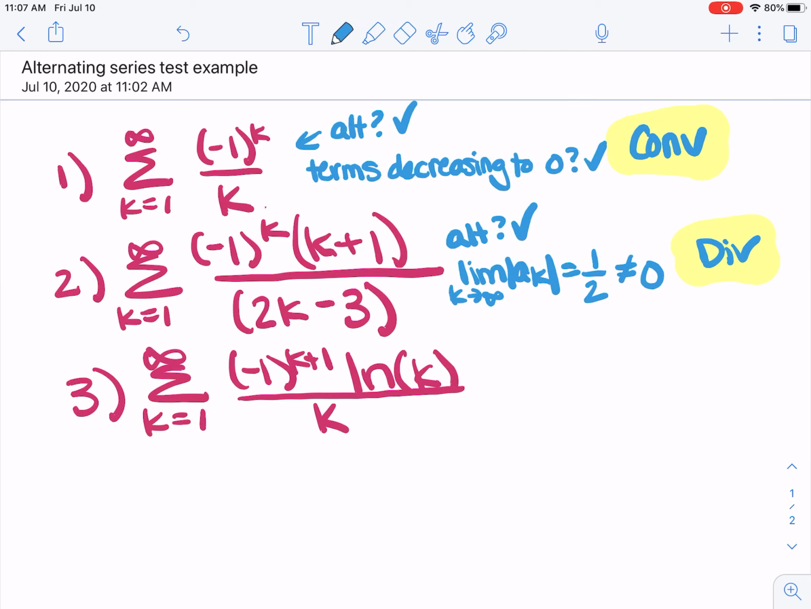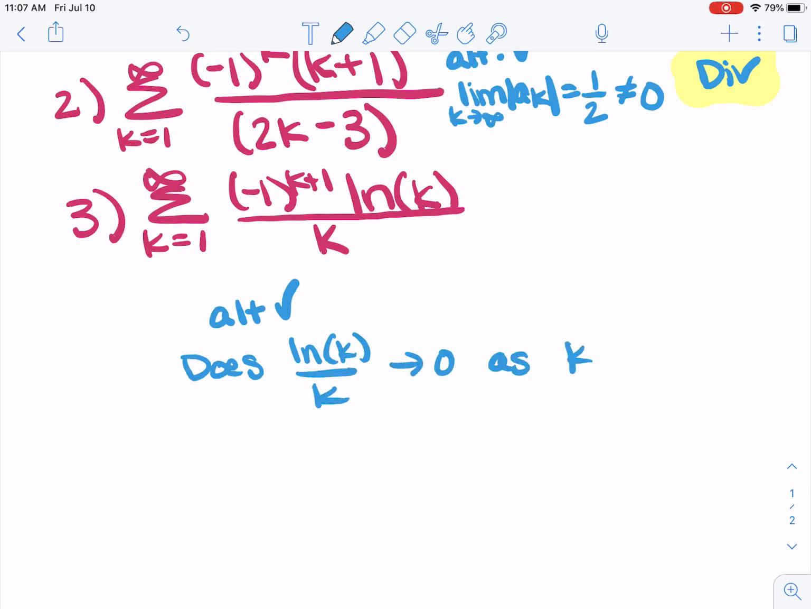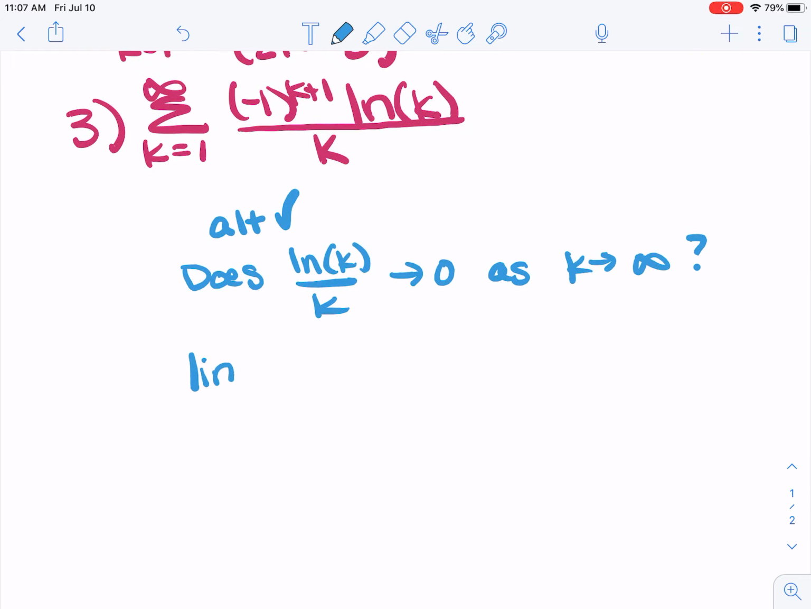And the last one here, we clearly have an alternating series. It's changing sign. Are the terms going to 0? Does the natural log of k over k approach 0 as k goes to infinity? We could look at that limit. The limit as k goes to infinity of the natural log of k over k. And that looks like an infinity over infinity indeterminate form, so we can use L'Hopital's rule on it.